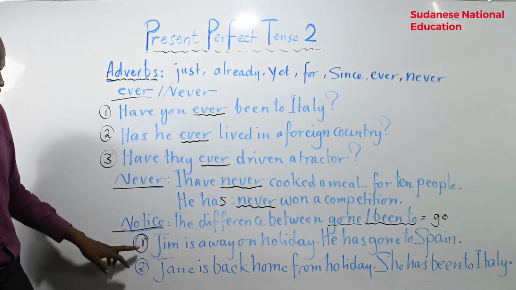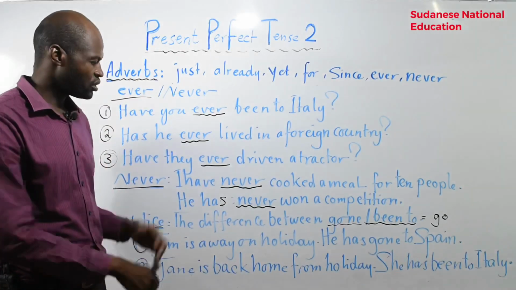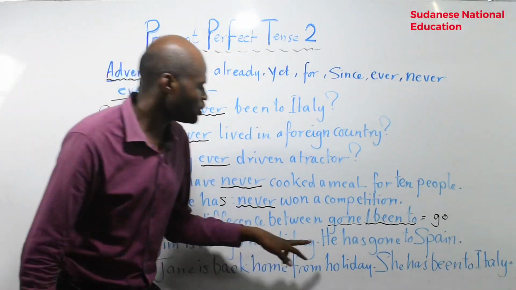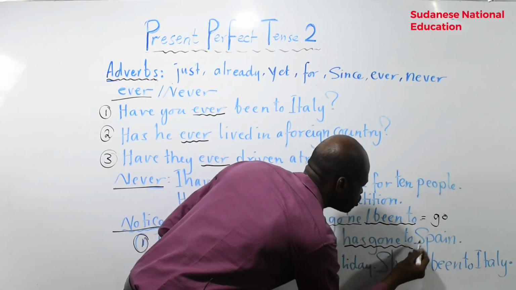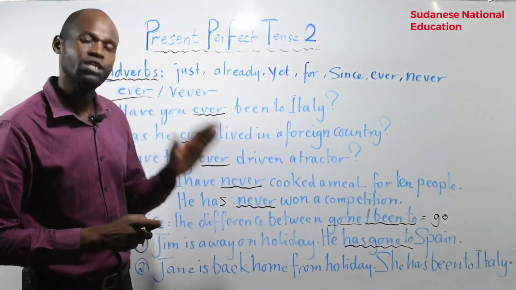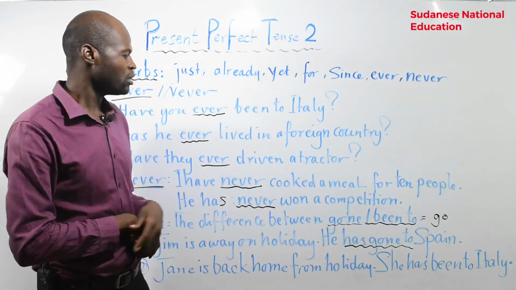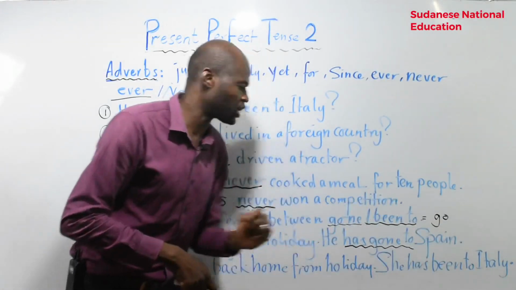Here, example number 1: Jim is away on holiday. Jim now is away on holiday. So here we say he has gone to Spain. He has gone to Spain means that he's now in Spain or he's on his way to Spain. That is when we use gone to, the past participle of the verb go.